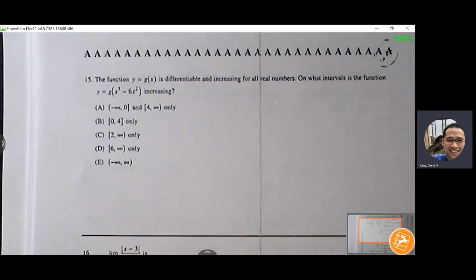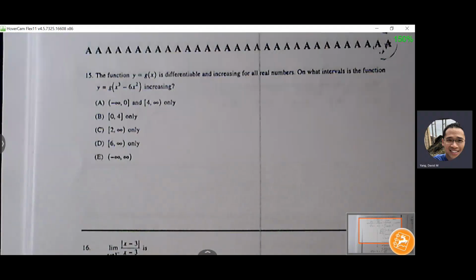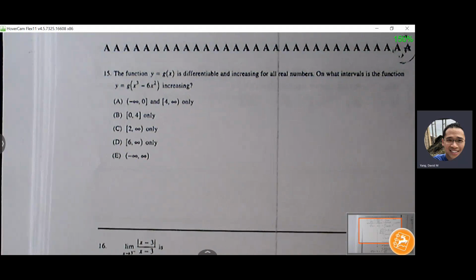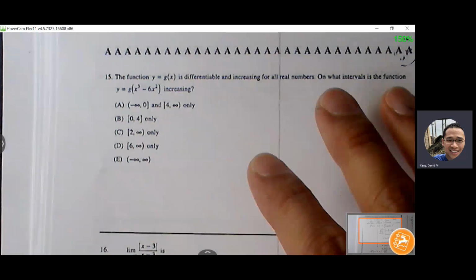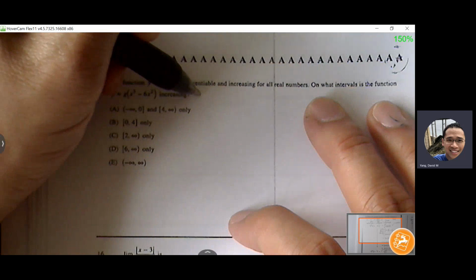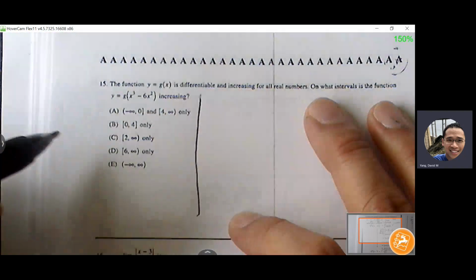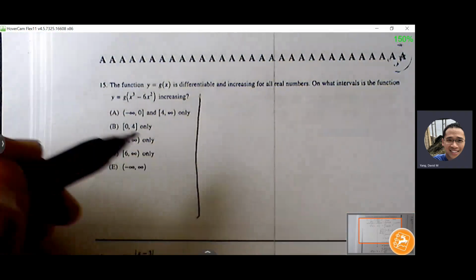The function g of x is differentiable and increasing for all real numbers. On what interval is the function g of x cubed minus 6x squared increasing? So you know that anything that deals with increasing, decreasing has to come from the derivative.